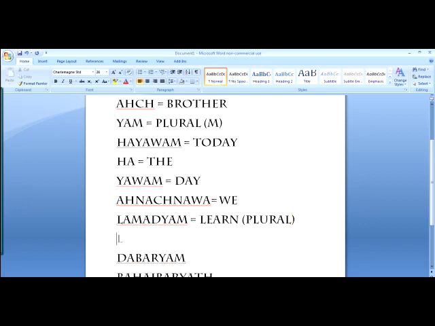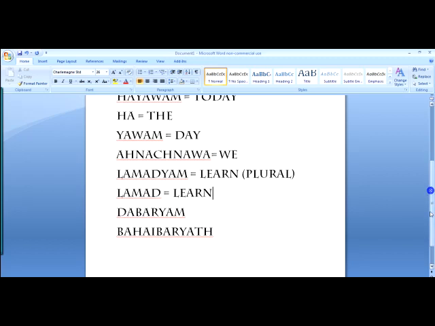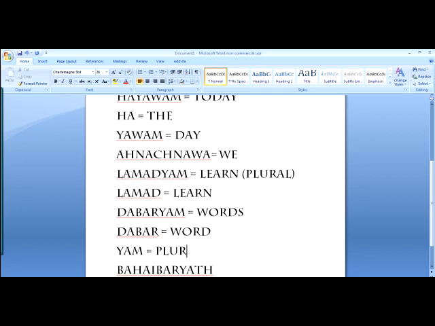Now the word for learn is lamad, and the yum at the end makes it plural. Then you have the word dabaryum, which is words, plural. The word dabar is word, and the yum at the end, as you see here, makes it plural masculine. Matter of fact, let me write that down again. The word yum makes it plural masculine. I'll explain that in a minute.